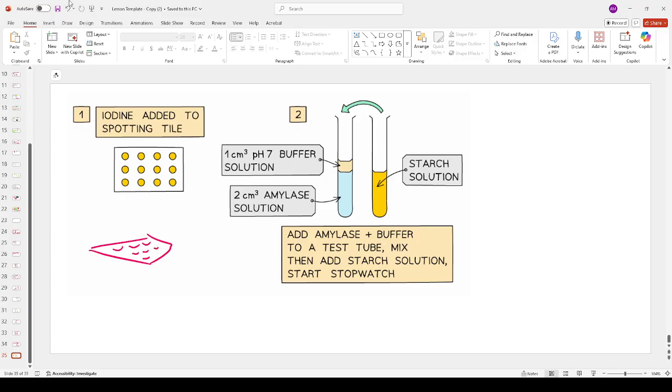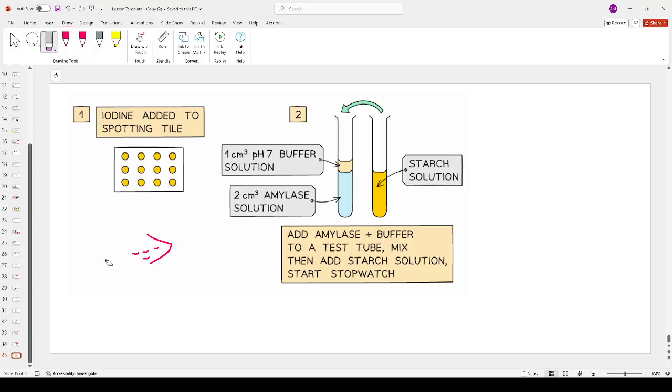So what does the spotting tile have? It just has these little crevices where I can put liquid. And what liquid goes in there? Iodine, iodine, iodine. They all have iodine. You get the idea, guys? That's how I set up my experiment. I have a spotting tile, and they all have a drop of iodine. Everyone okay with that?